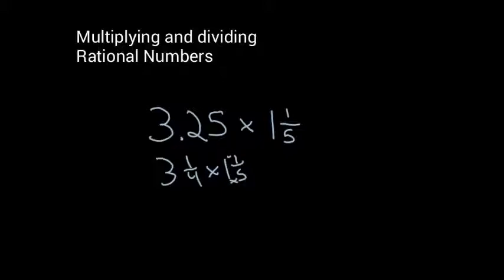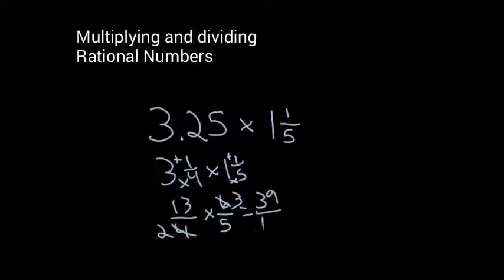Make those improper fractions. 3 times 4 is 12, plus 1 is 13 over 4. Times 1 times 5 is 5, plus 1 is 6 over 5. I can reduce the 4 and 6 by 2. 2 goes into 4 twice, 2 goes into 6 3 times. Now I can multiply. 3 times 13 is 39. 2 times 5 is 10. 10 goes into 39 3 times with 9 left over. So my answer is 3 and 9/10.